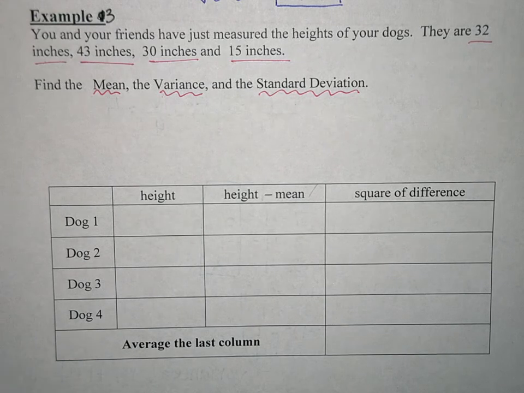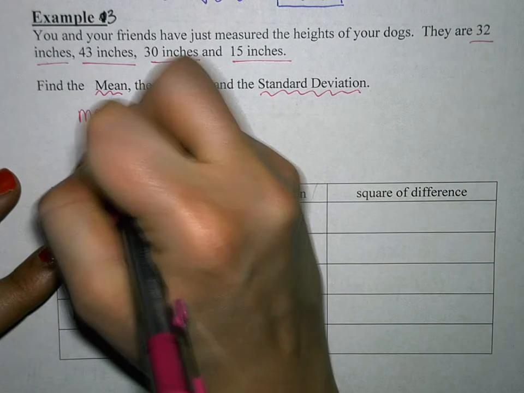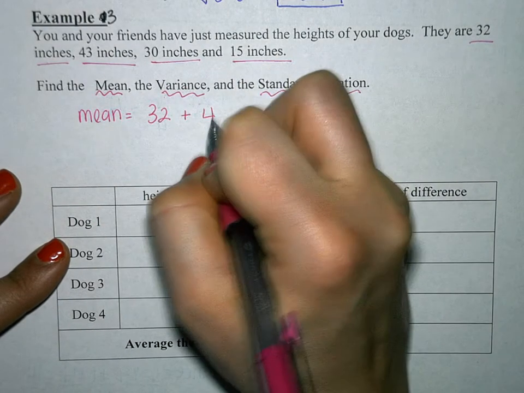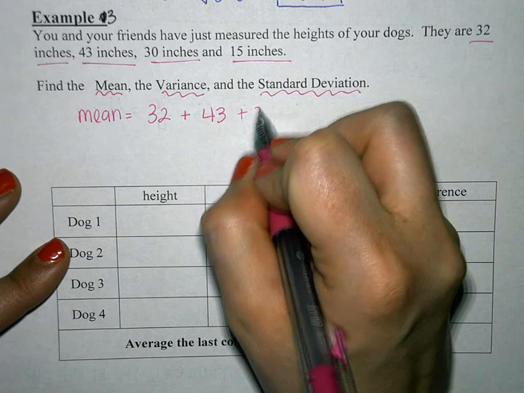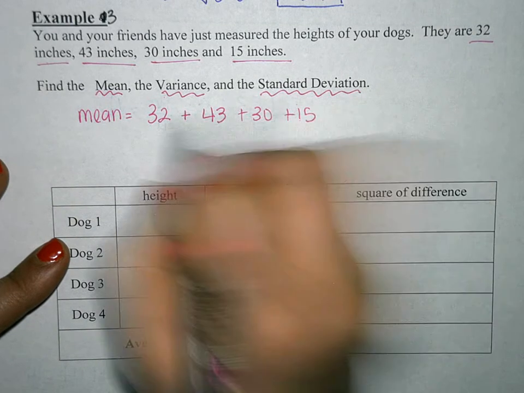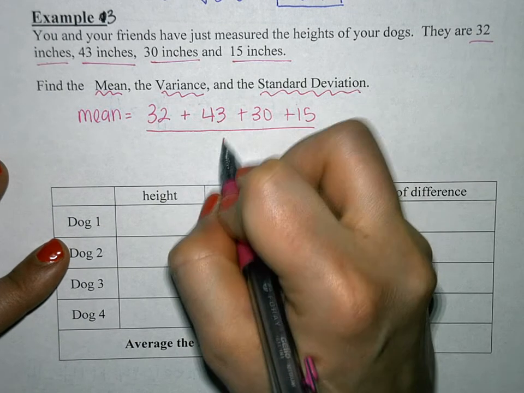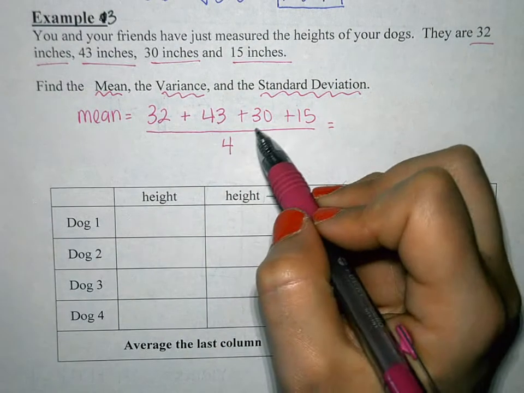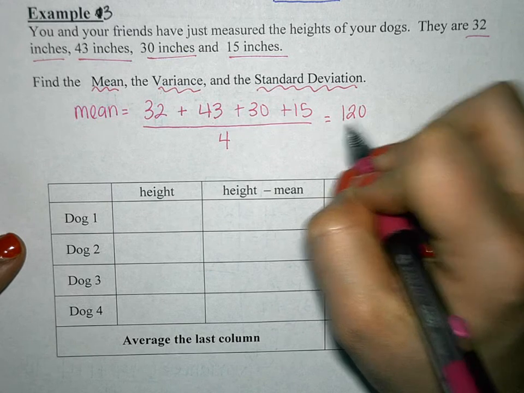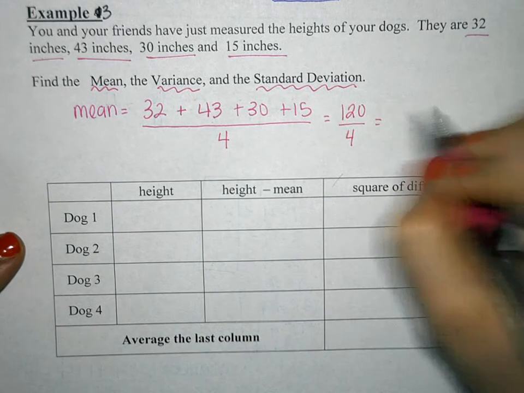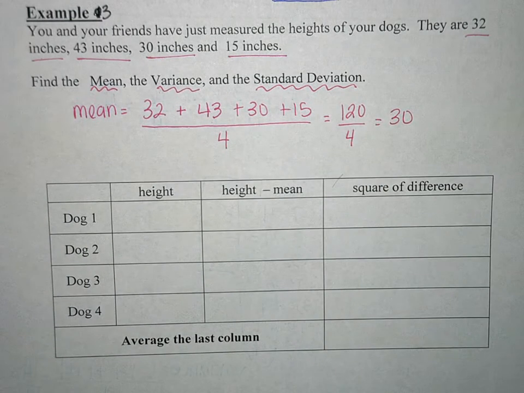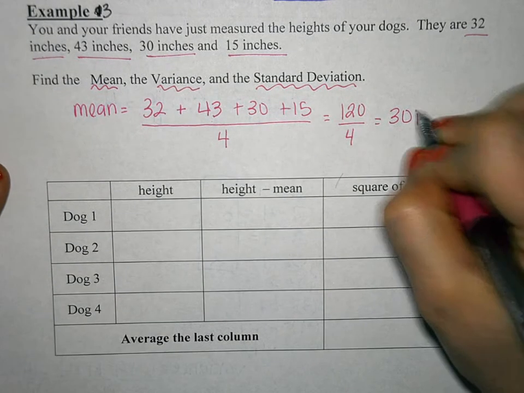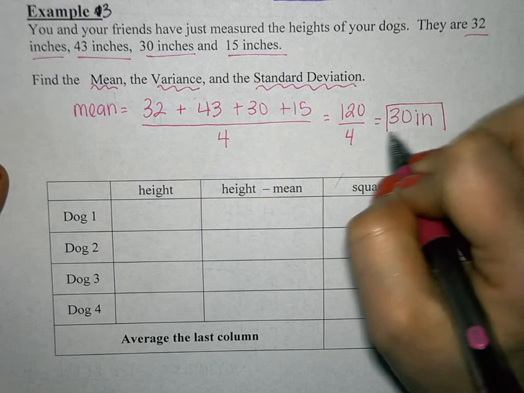So let's do the mean first. The mean is just the average. So we have 32 plus 43 plus 30 plus 15, and there were 4 dogs, so we're going to divide the whole thing by 4. 32 plus 43 plus 30 plus 15 all comes out to 120, divided by 4, which comes out to 30. Now with the mean, it is an average of all of these measurements. So our measurements were in inches, so make sure that you write your mean in inches as well, 30 inches.